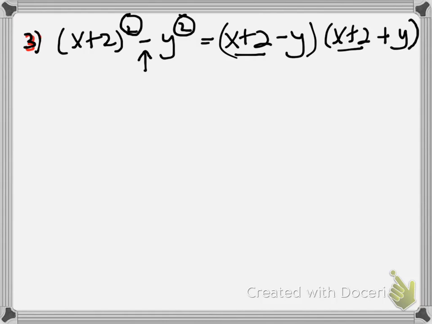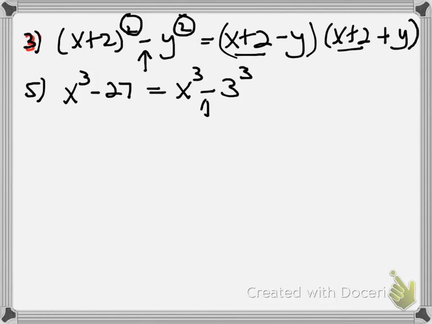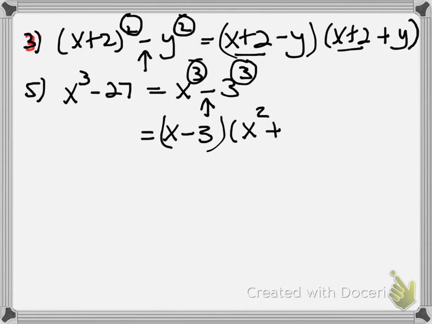Alright, we're going to jump to number 5 because number 4 is a complete square and we haven't done that one. x cubed minus 27. That is really x cubed minus 3 cubed. So I have a difference between two cubes, right? So I'm using my formula: x minus 3, which is a minus b, times a squared plus ab plus b squared, a being x, b being 3. And I'm done.